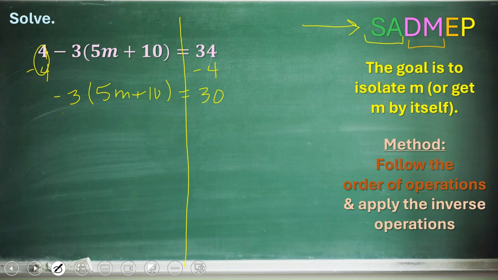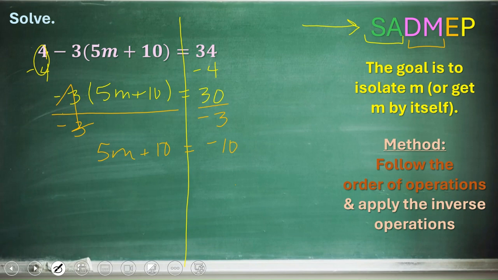So to unmultiply, I'm going to do the inverse operation, which is division. So I'm going to divide this entire side by negative 3. Because I did it to that side, I also have to do it to this side. So when we do the inverse operation of multiplication or division, I'm always looking to get a 1. So negative 3 divided by negative 3 equals 1. I did that right. 1 times my binomial is just my binomial. So I'm left with 5m plus 10 equals 30 divided by negative 3, which is negative 10.